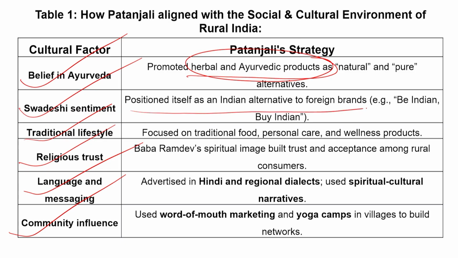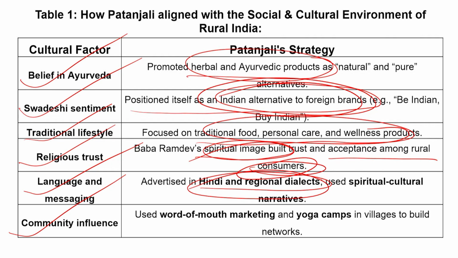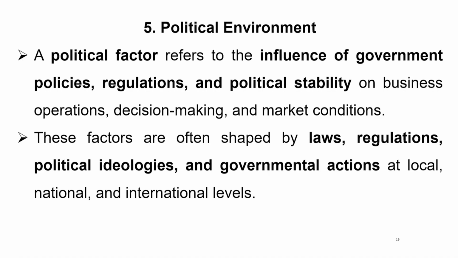They positioned themselves as an Indian alternative to foreign brands, with a focus on traditional food, personal care and wellness products. Baba Ramdev is also a spiritual person, which gave acceptance among rural consumers. They advertised in Hindi and rural dialect, with word-of-mouth marketing and yoga campaigns. Through these strategies, they achieved market penetration in rural areas. This is very important. The second one, in addition to the social and cultural, is the political environment.